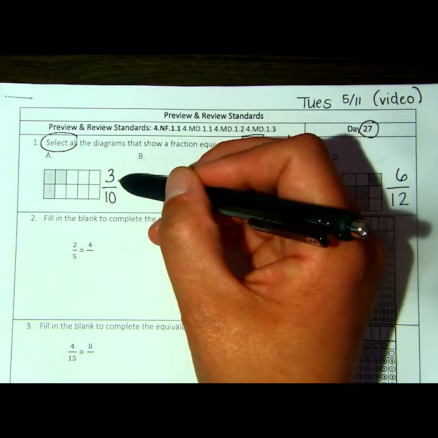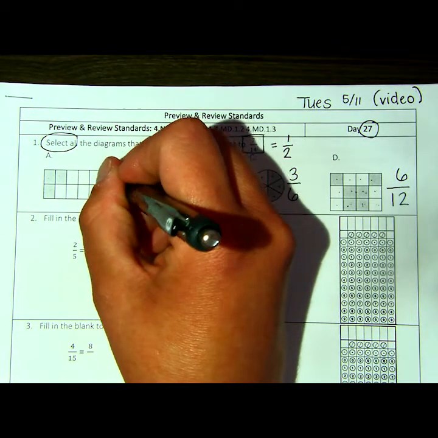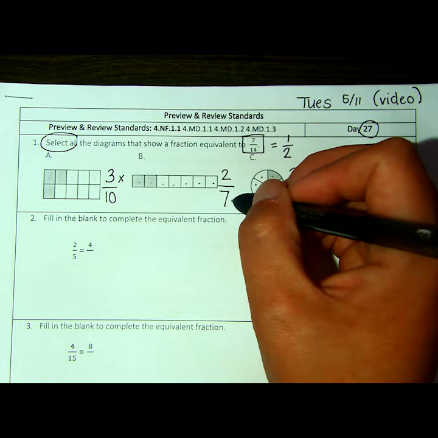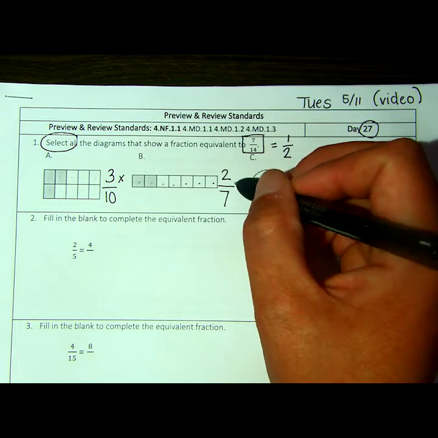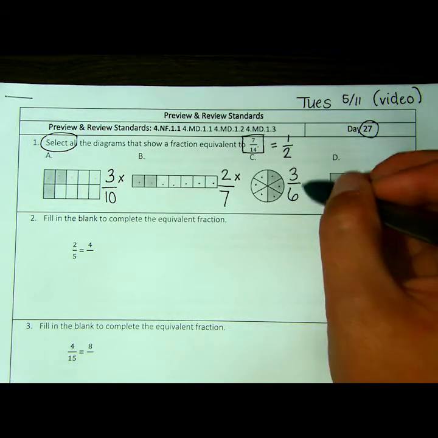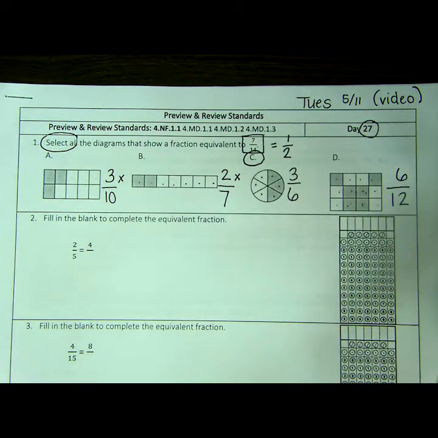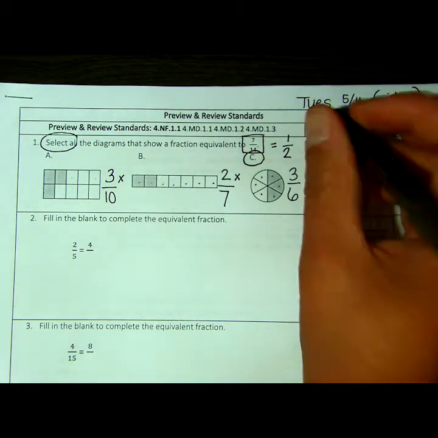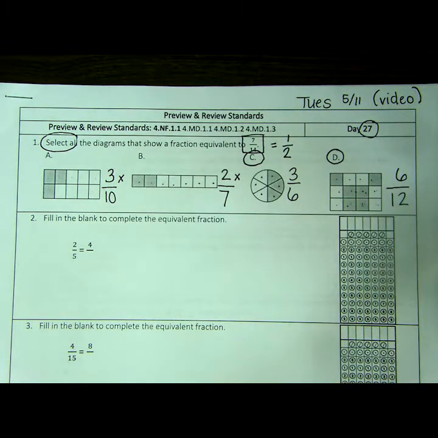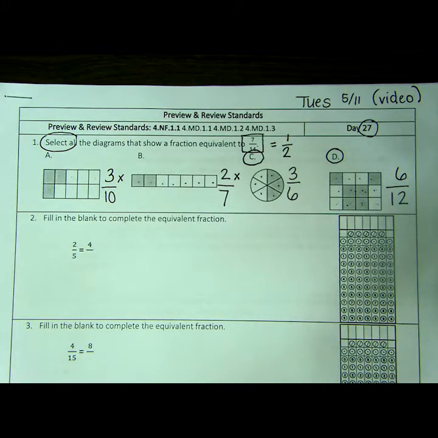Is 3 half of 10? No. Is 2 half of 7? No. Is 3 half of 6? Yes. So C would be correct. And is 6 half of 12? Yes. These are the diagrams that are equivalent or equal to 7/14ths, which we know is equivalent to 1/2. Now, if you use the butterfly method to check each of these, that is perfectly fine.